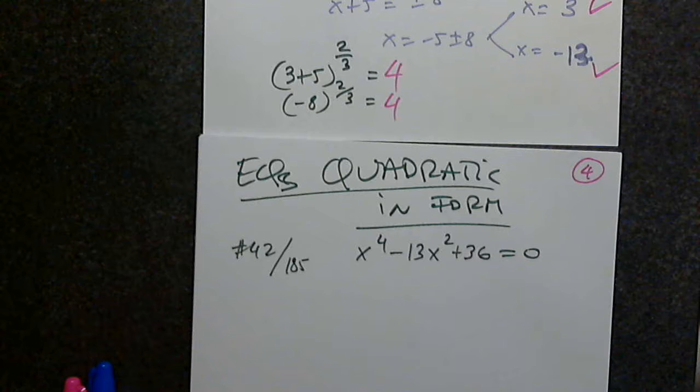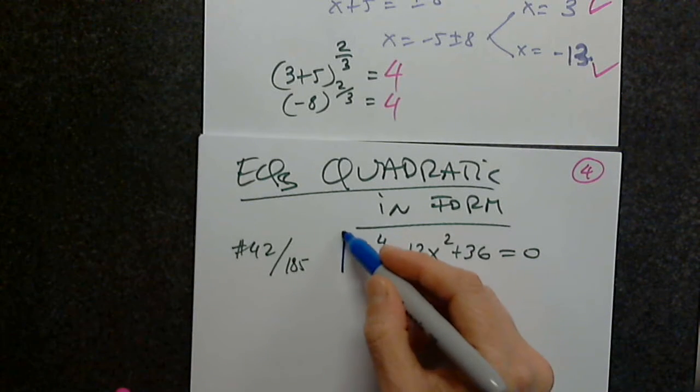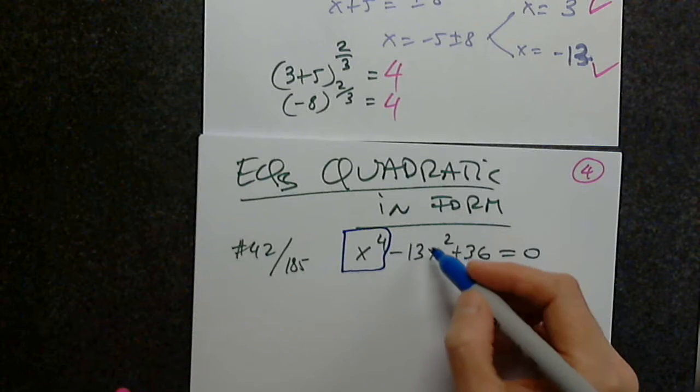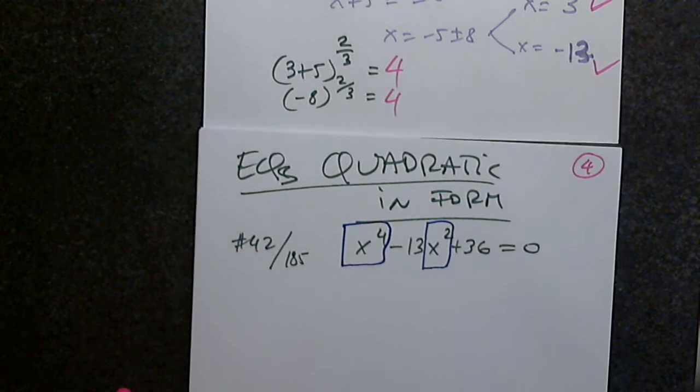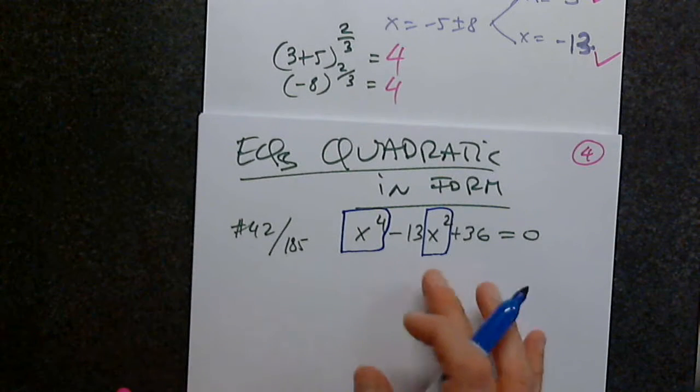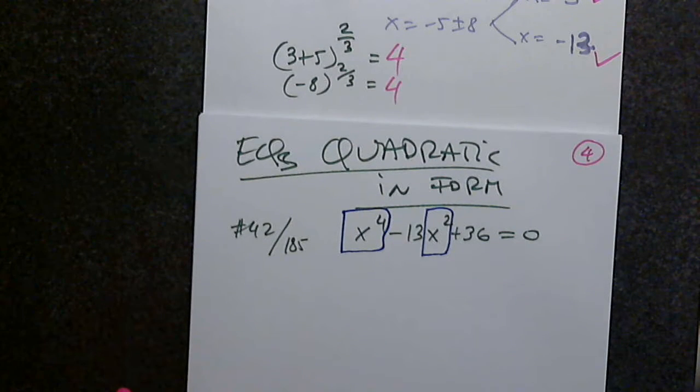So here's what I'm going to do. I'm going to look at this piece, and I'm going to look at this piece. Which of these two has a smaller power? I know it's silly, but I just want to show you what we have to do first. X squared has a smaller power.